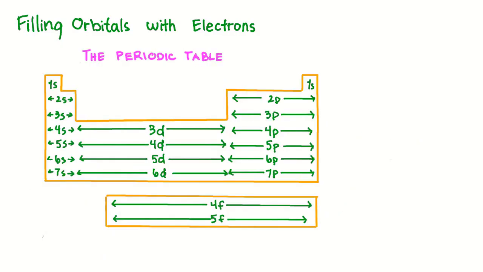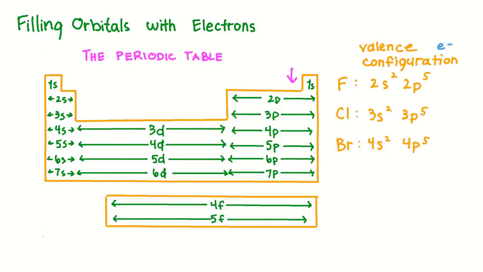If we map which orbitals are filled on the periodic table, we'll notice that elements in the same group tend to have similar electron configurations. For example, in the halogens, we can see that the valence electron configuration has a full s subshell and 5 electrons in the p subshell.